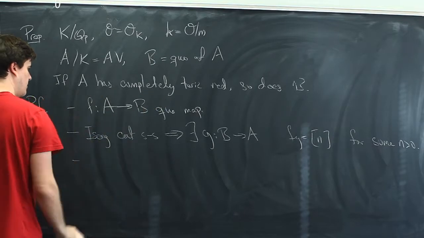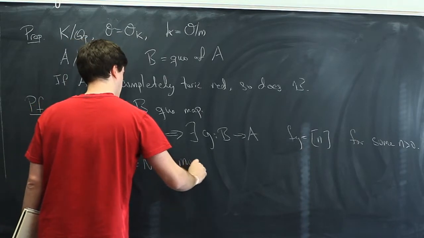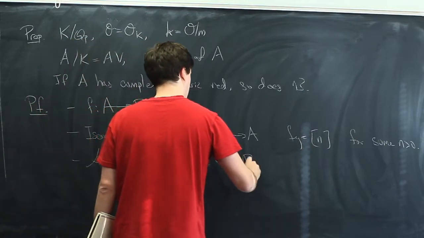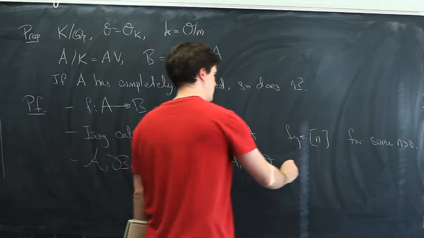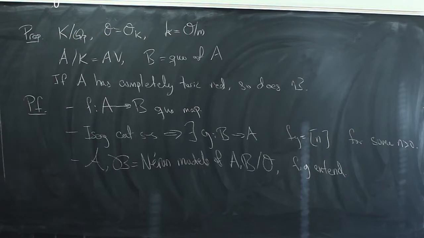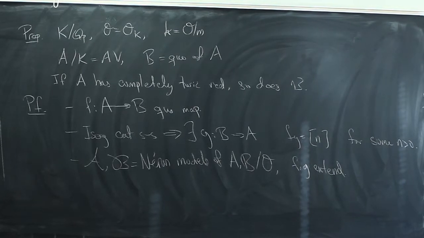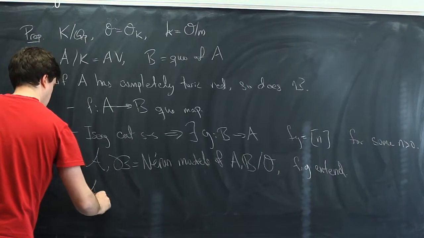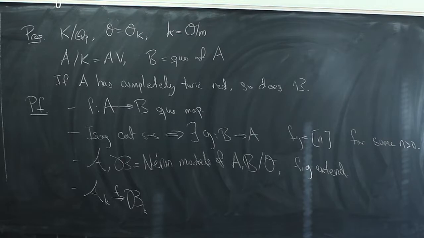So take the Néron models of these things. And by the universal property of Néron models, these maps F and G extend. And they still satisfy FG equals n, because that holds generically. So that means that if we look at the special fiber now, we have this map on the special fiber induced by F. And that must be surjective, because we have this thing G that composes with F to be multiplication by n.